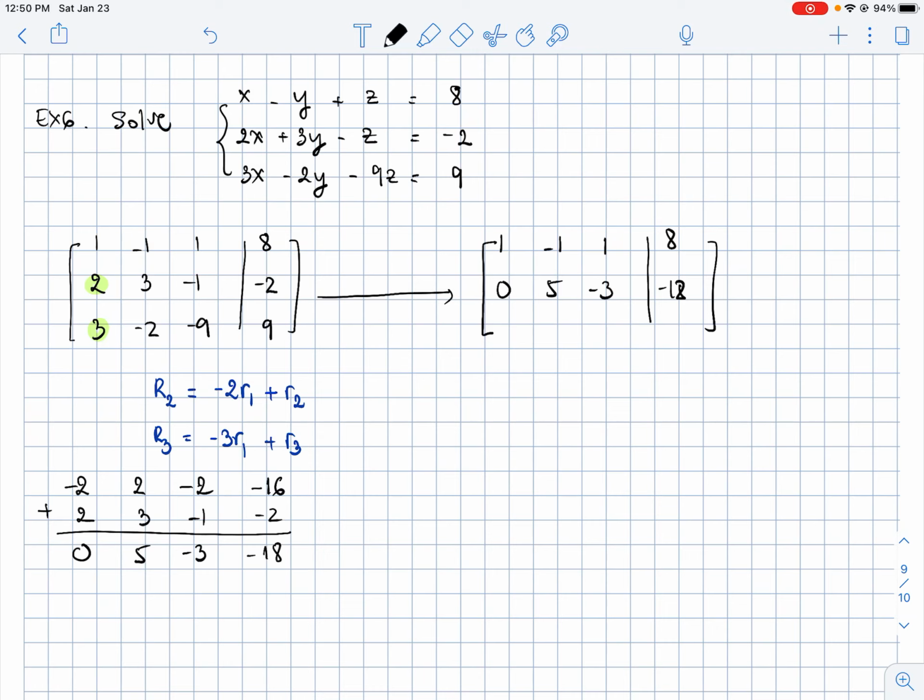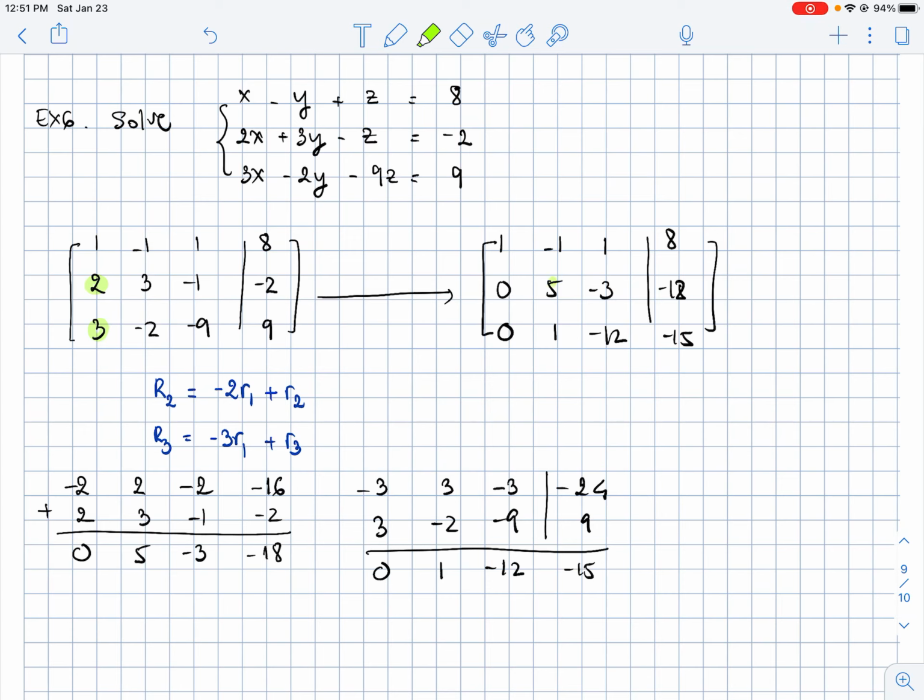And for row 3, we multiply row 1 by 3. So triple first: 3, 3, 3, 24. The signs are multiplied by the negative, so we do the opposite. And then we add row 3: 3, -2, -9, 9. So we have 0, 1, -12, and -15. So we're done with the first column.